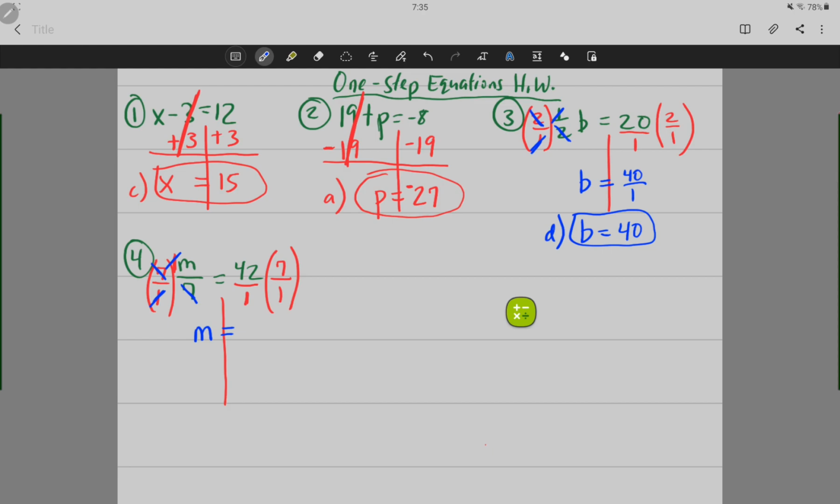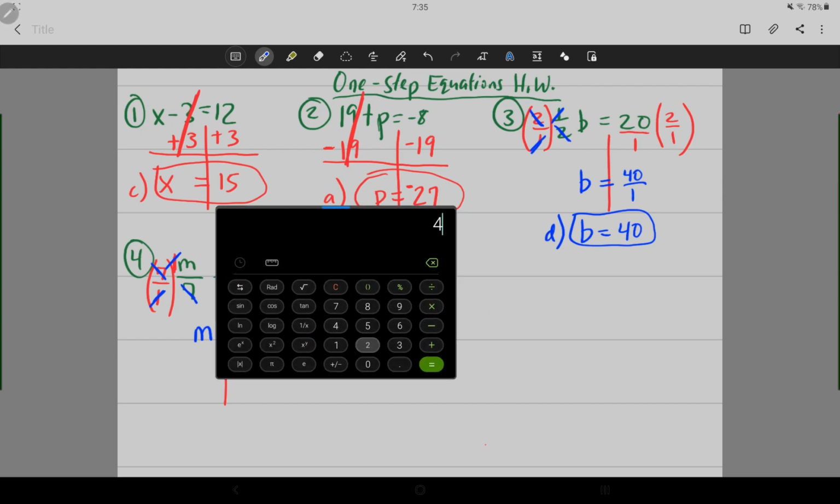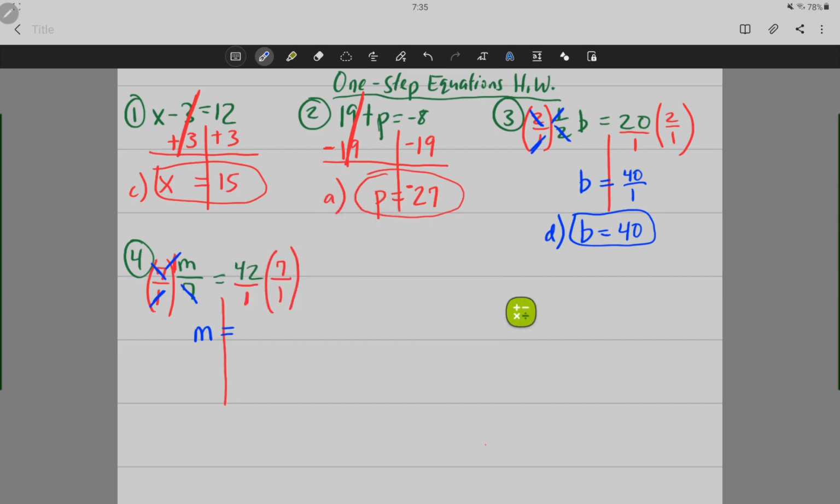Now we multiply our numerators. 42 times 7. Let's see, it should be 294. Let's just double check. 42 times 7. Yep, 294. So 294 over 1 times 1. Denominators are 1. And simplify. 294 divided by 1 is still 294. So answer m equals 294, which is letter B.